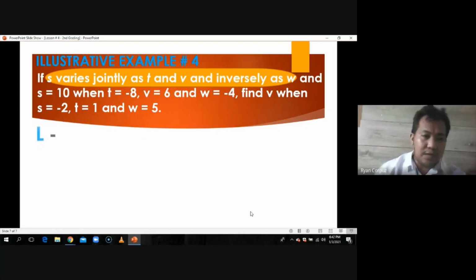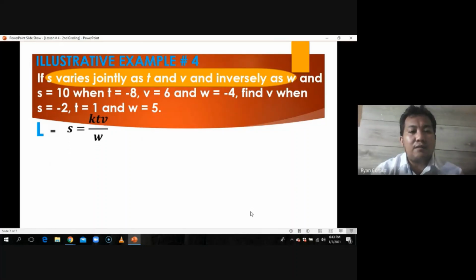So using the first step, let us translate that statement into symbols. S varies jointly as T and V. So parang yung direct variation translation, di ba? So that should be S is equal to KTV. And inversely as W, so over W siya. So we have S is equal to KTV over W. Then for us to translate it in terms of K, multiply yung dalawa. That would be the numerator. Yung kasama ng K, ayun yung denominator. So it will be K is equal to SW over TV.